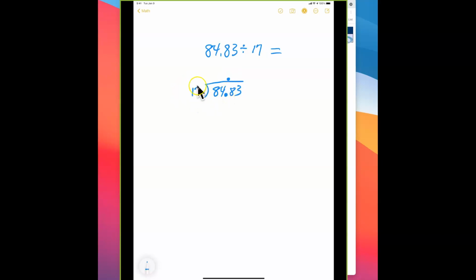So how many times will 17 go into 8? That's 0, so I'm going to write that in. And then how many times will 17 go into 84? Well, we're going to call this 20 and this 80. How many times does 20 go into 80? Or how many times does 2 go into 8? So we'll go with 4 and see how we do. So this is basically just a preliminary guess.